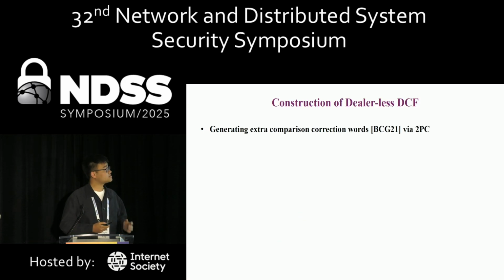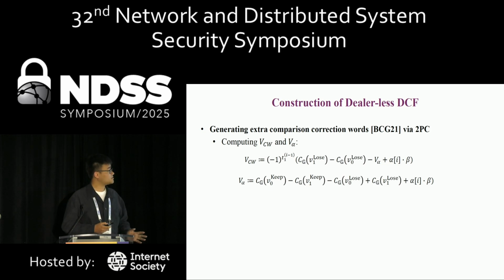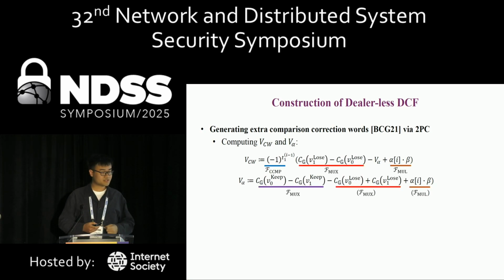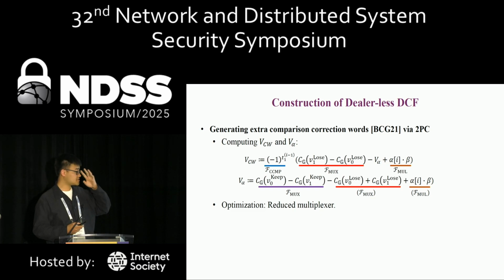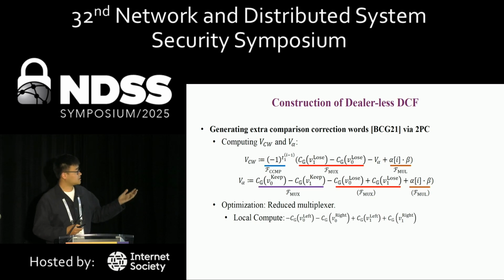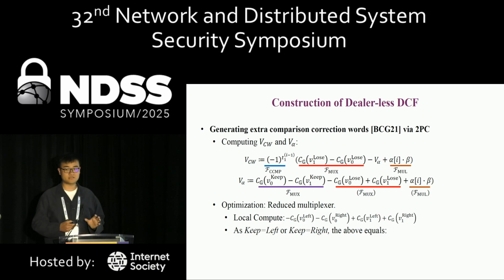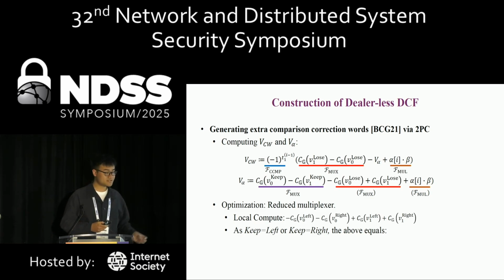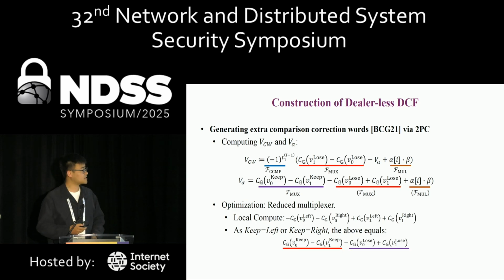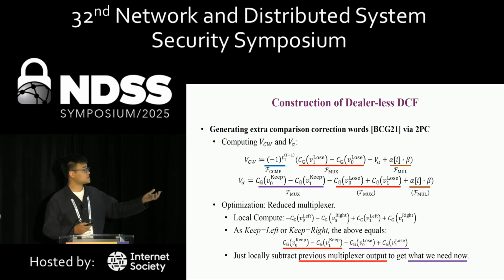And now for the DCF, or the distributed comparison function, it is based on the DPF, and we can simply use it via the generic 2PC protocols to compute more correction words with the 2PC functionalities. However, we find that this can be further optimized, because after the parties have computed VCW, they can locally compute the following equation, as we only have to keep the right side or the left side of the part, and the above equation equals this one. This is exactly what we need to calculate the V alpha. So we just locally subtract the previous one, multiplex the output to get what we need in the purple ones.